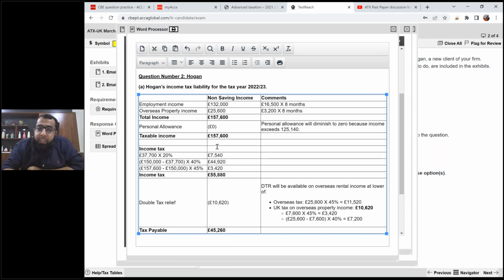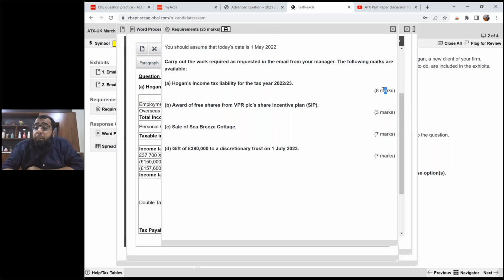I will repeat it again so that if someone has any query, it gets cleared. Let me repeat it again. See, this is an 8 marks requirement. Believe me, it is such an easy requirement. I would say that June 2022 paper is one of the easiest papers in the history of ATX.